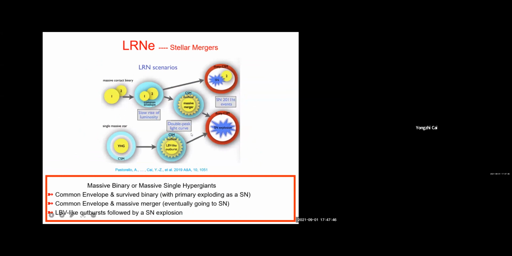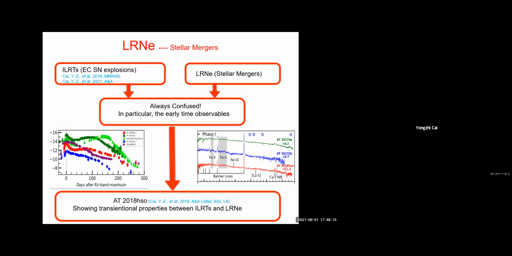Okay, so in this picture, I summarized the luminous nova scenarios, for example, the single one or the binaries. But more evidence supports that luminous novae originate from stellar mergers. After this, we believe the luminous novae are originating from stellar mergers, but the intermediate luminosity red transients are from electron capture supernova explosions from super AGB stars.